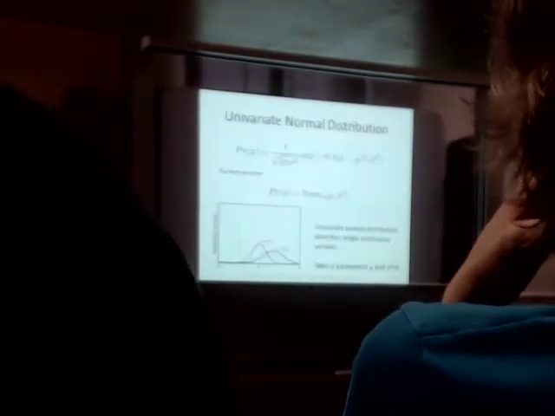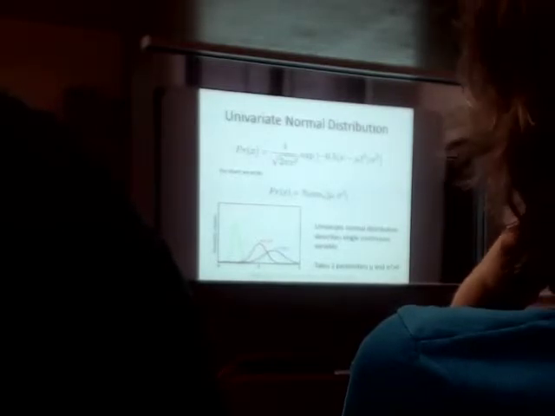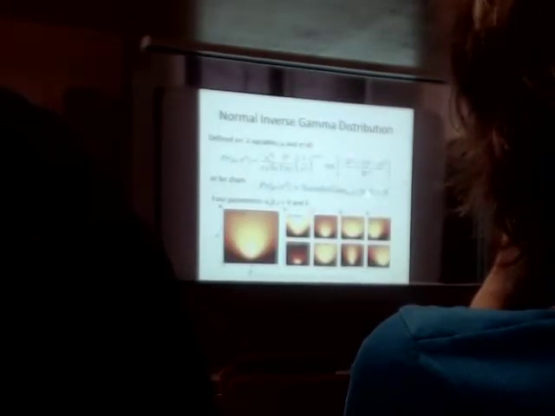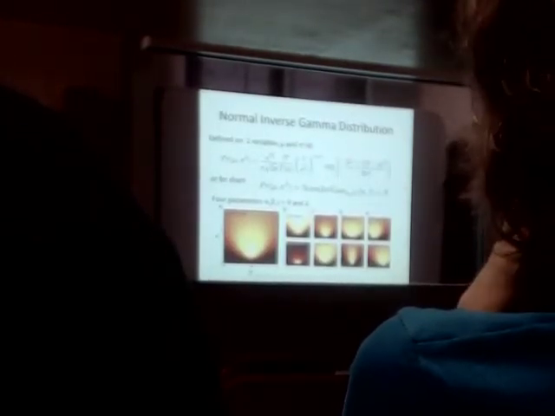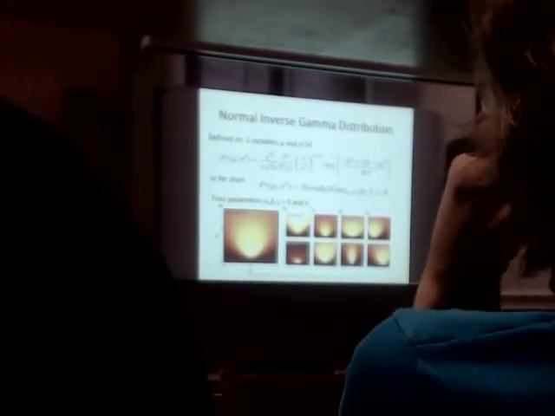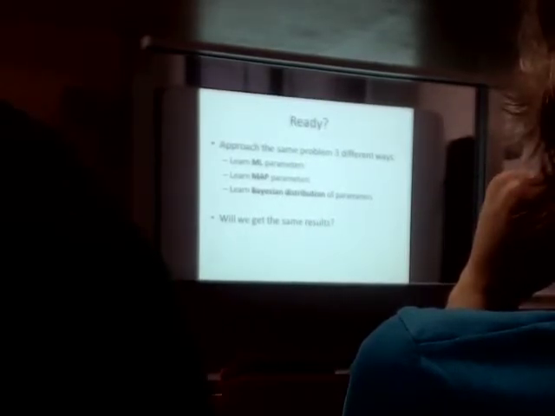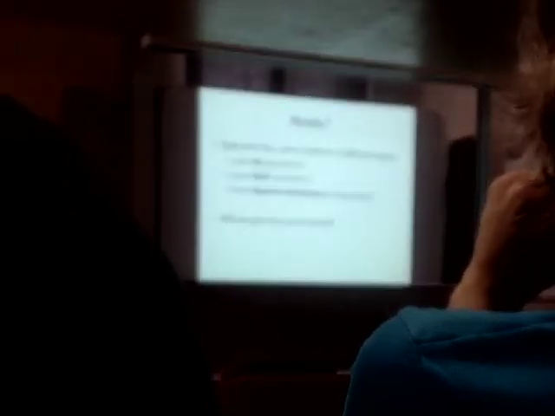Okay, so these are our two ingredients for the parameter estimation. We have the likelihood term, this is the Gaussian density, and we have the prior over the parameters, which is our normal inverse gamma distribution. This is the conjugate prior. Right, so we're going to start with maximum likelihood estimation.